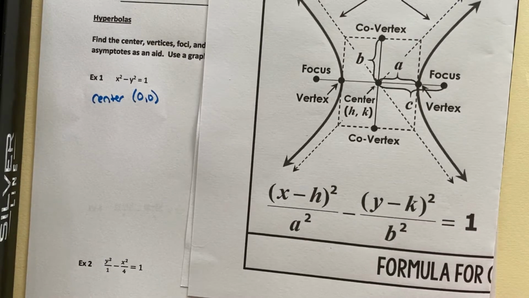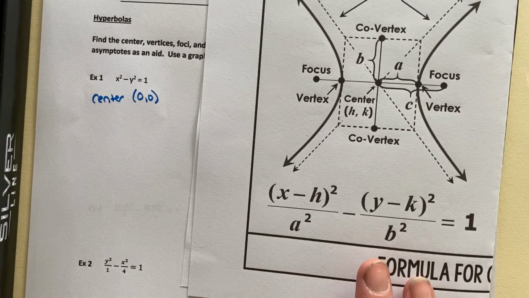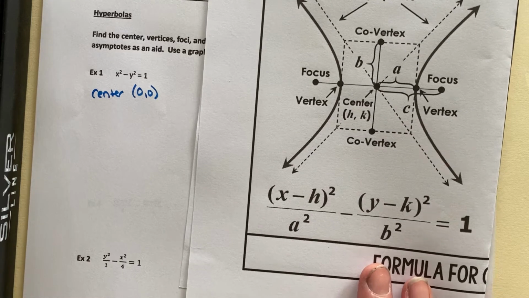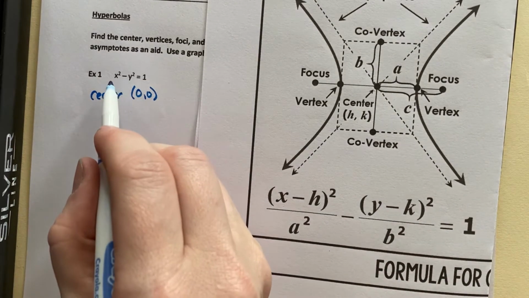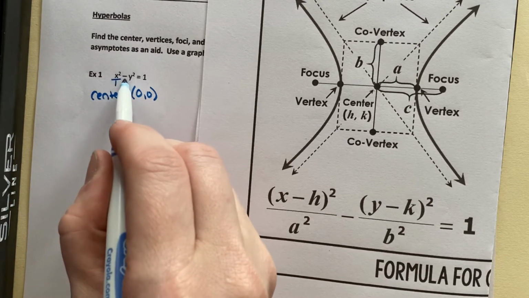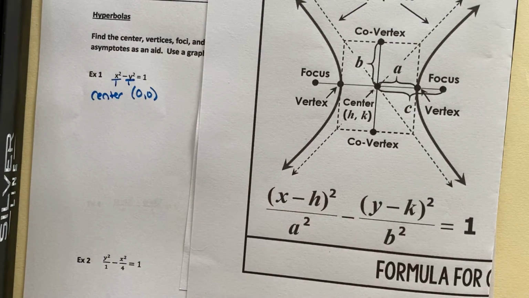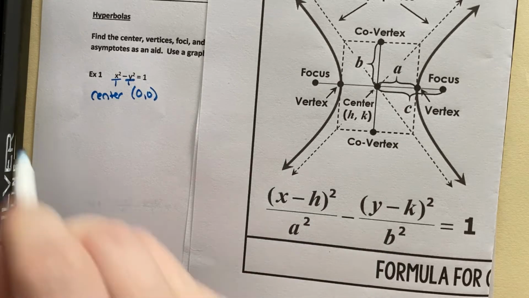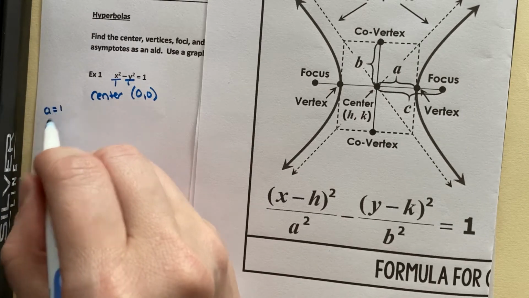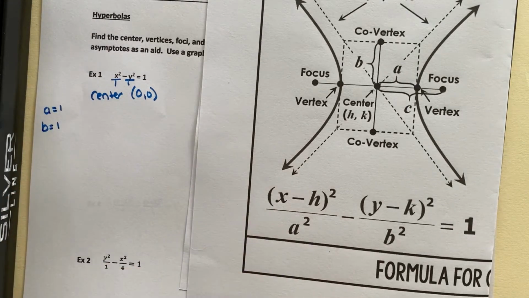Okay, next, I'm going to be finding all the important parts that I need. I need A, I need B, and then I can solve for C. Now, there's nothing under these x's and y's, so I'm going to put a 1 down there, which means if A squared is 1, A would be 1. And if B squared is 1, B would be 1. So I'm going to write those down. A is 1, B is 1.